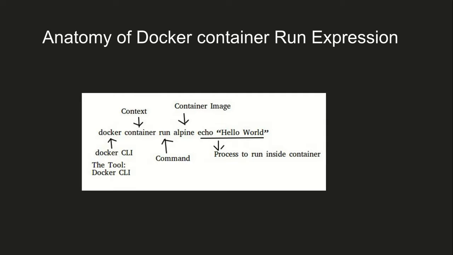So in the previous lecture, we executed this command: docker container run alpine echo hello world. So we are going to break this down, like what each component does in this command. The first component is the docker keyword. The docker keyword is basically the command line interface which talks to the docker engine, and the docker engine is the one which runs the container.